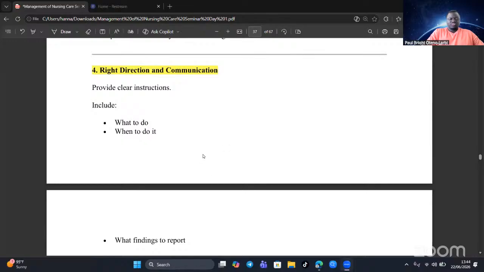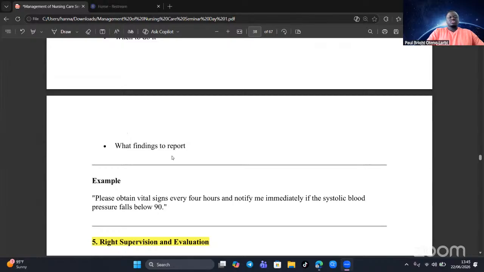Yes, an LPN can give oral medications in stable patients. Okay. For the LPN, their denominator is stability. Take note. Then what findings they should report.